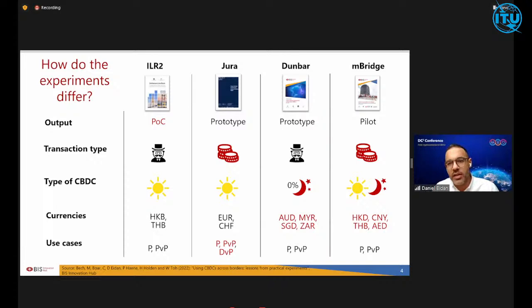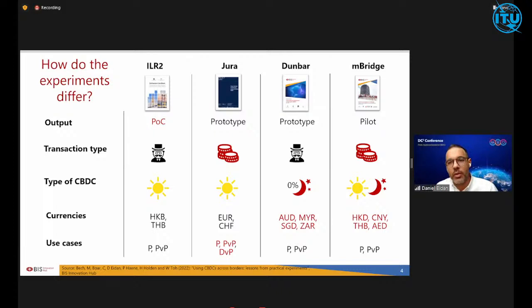The transaction types are either monopoly money, demonstrated by the man with the round glasses and the top hat, or real value currency, which you can see in Jura and in mBridge, where there was real value circulated on the platform. In a few of the projects, we had intraday liquidity provided on the platform, and that's symbolized by the sun. And in some of the other projects, we enabled the central bank digital currency to exist overnight, so close of RTGS hours. You can see that in Dunbar and in mBridge, we provided not just intraday, but also overnight.